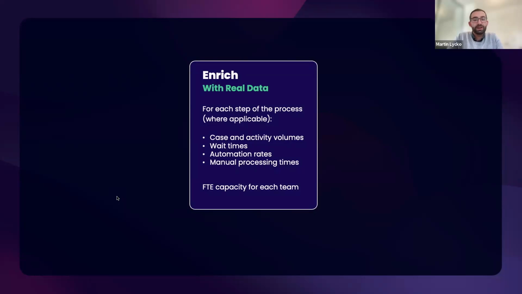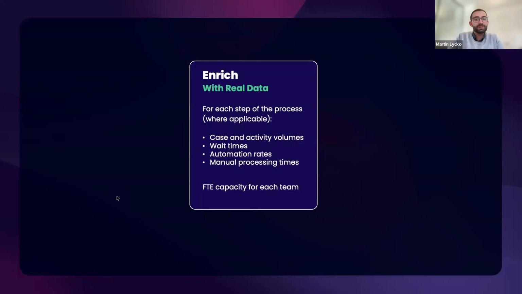And if we think about where all those data points come from, what we normally see is that case and activity volumes oftentimes sit in, let's say, an ERP or a CRM system, and they're quite easy to get. Similarly, FTE capacity is very easy to get because people know how many people are on their team and on the payroll, and with some very simple assumptions about holidays and time off, we can get to good numbers.